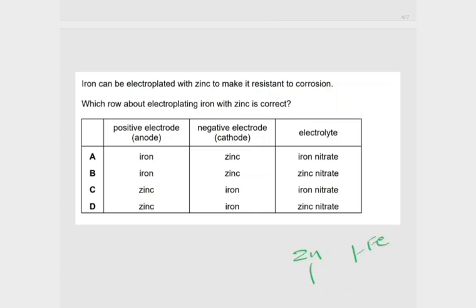iron. So the positive electrode, anode, should be zinc. Negative electrode, cathode, should be iron, and electrolyte should be a solution, a conducting solution, an ionic solution of the metal on the anode. So we have zinc at the anode, so it has to be zinc nitrate and not iron nitrate.